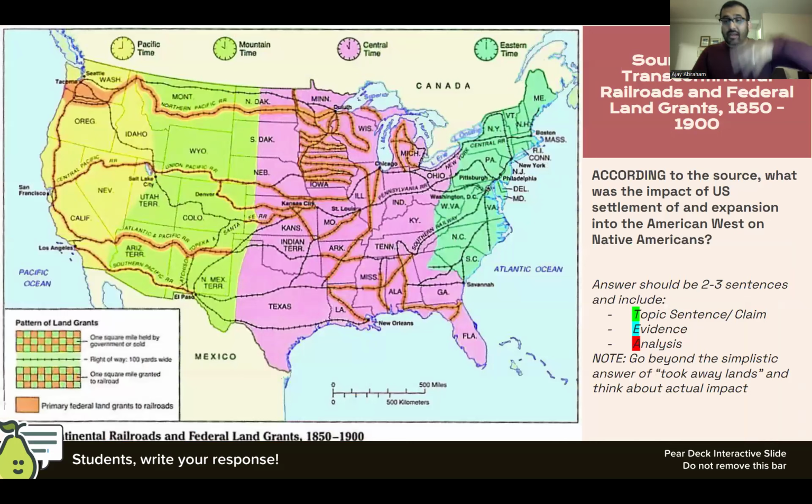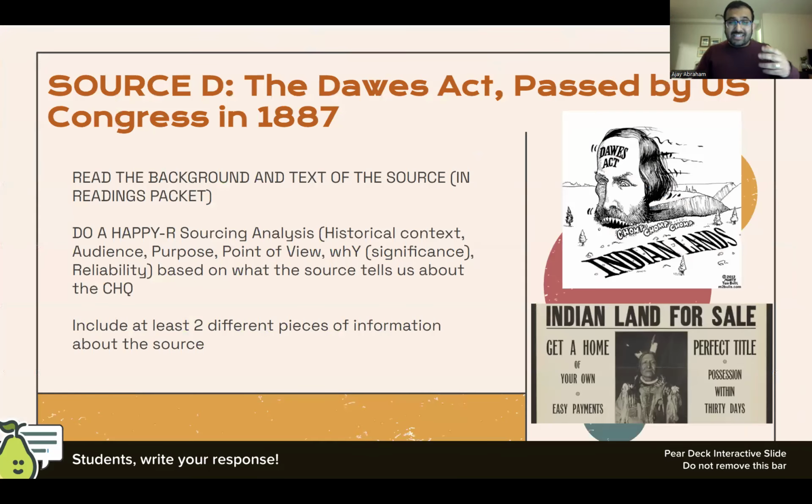By the 1880s, this is not really working. Oh, sorry, I should say we already talked about source C, but it is important. Source C is the railroads, right? The railroads are expanding and controlling lots of this land, which means it's completely cutting up Native American lands. And then we get to the Dawes Act.